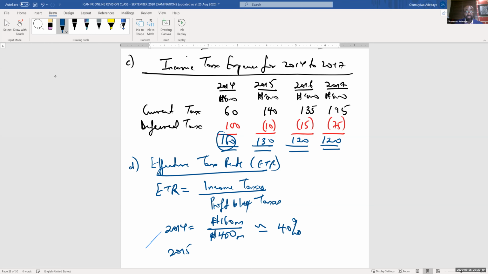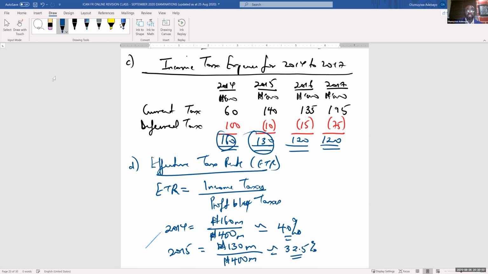In 2015, the value has changed, all because between 2015 and 2016, there is the effect slightly from the deferred tax that impacts recognition of income tax. And in that year, we have 130 as our current taxes. And what is the ratio of that? 130 as a ratio of 400. That gives us 32.5%.